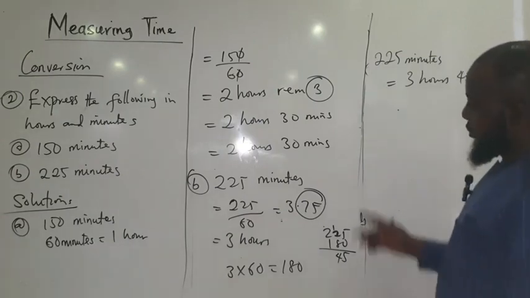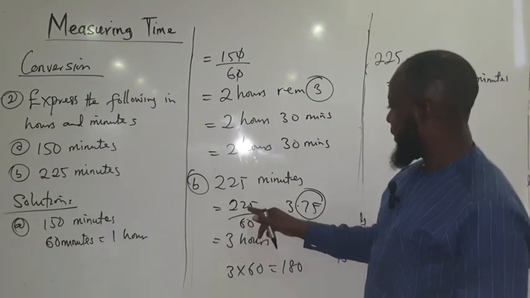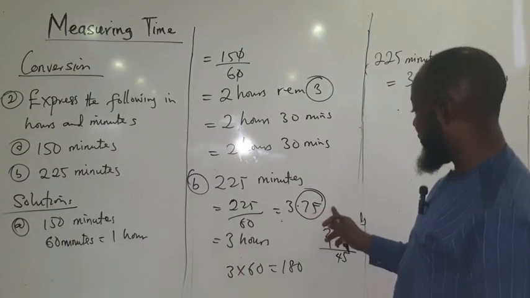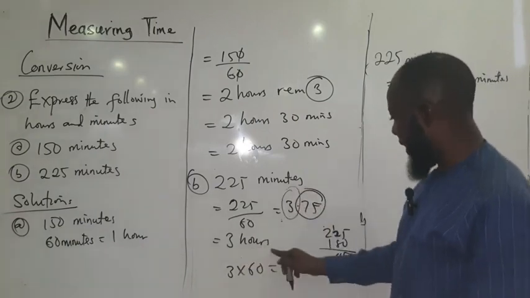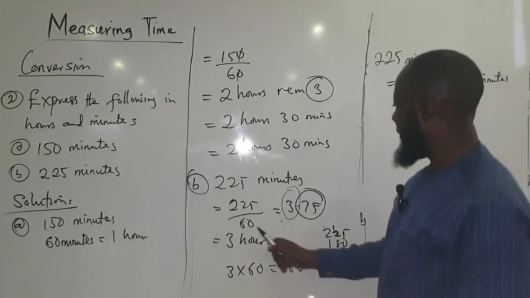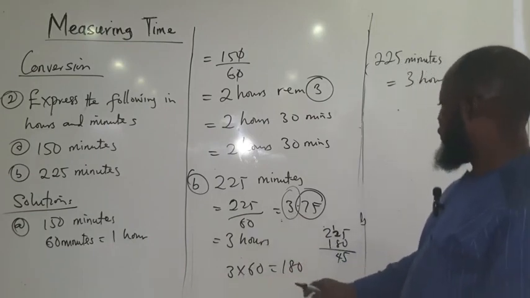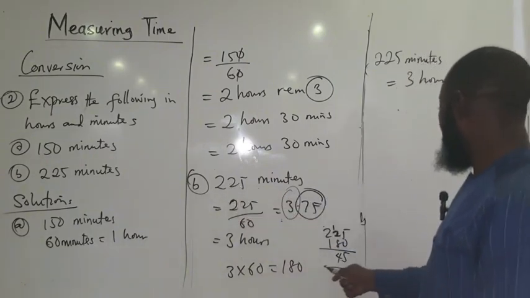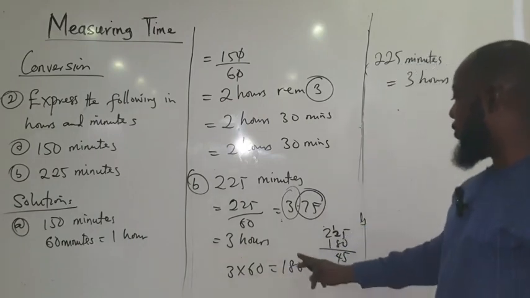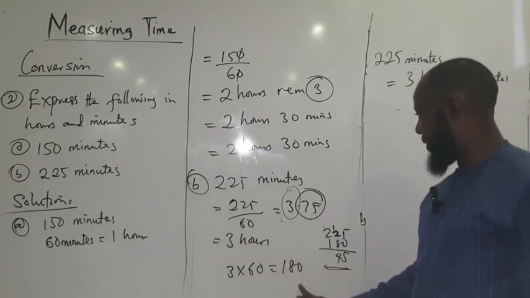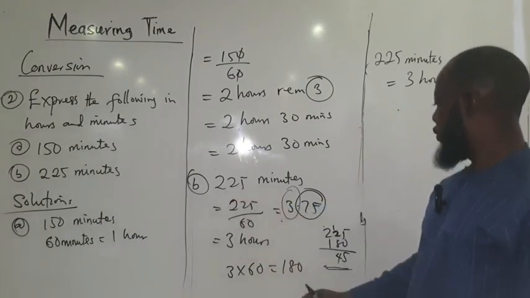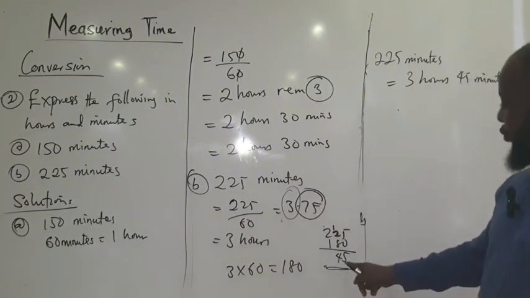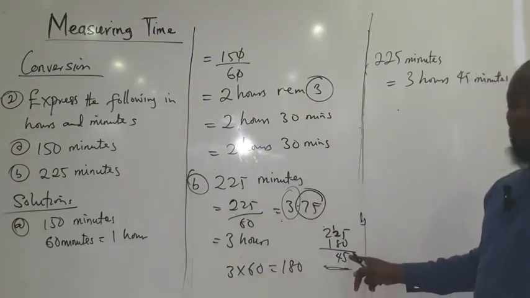I hope that is very clear. So the first thing you need to do, divide this by 60. You have 3.75. So the whole part is the hours, and that will be 3 hours. Now multiply the 3 by 60, that will be 180. So this 180 subtracted from 225 will give you the remainder. So which means this 3 hours is equivalent to 180 minutes. And we have 225 minutes. So just subtract this 180 minutes from 225 minutes. That will give us the remaining minutes. We can see that the remaining minutes is not up to 1 hour. It's not up to 60 minutes.